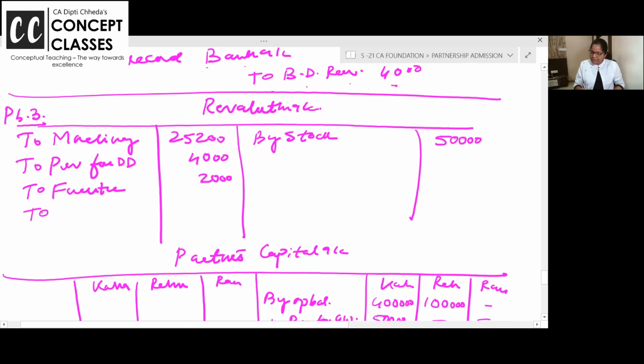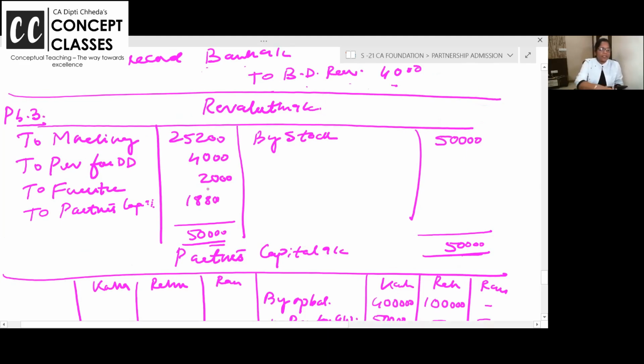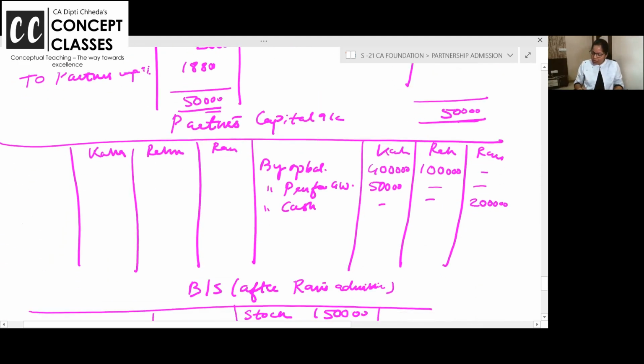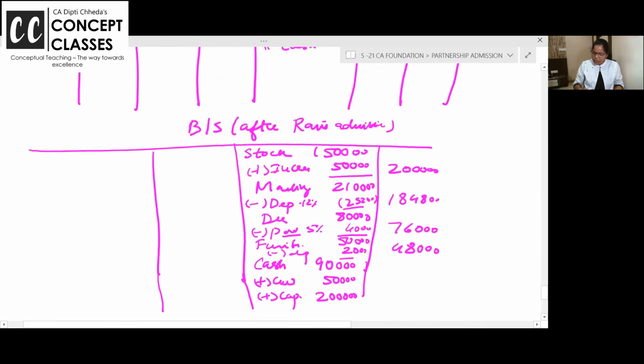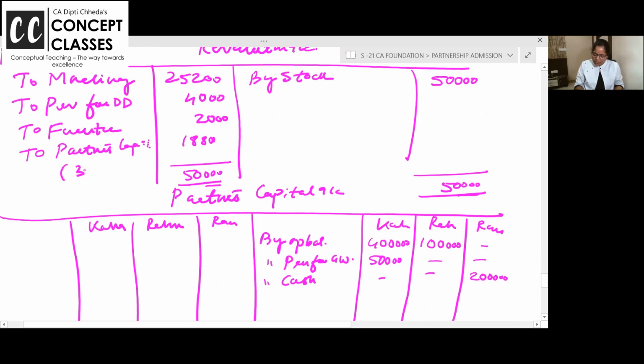Now, there's a profit which you should take to partners' capital account. 50,000 and 50,000. 50,000 minus 25,200 minus 6,000. 18,800 is the profit. Give it to old partners in their PSR. Working note 1 is ready. 3:1. You know, writing PSR once means 10 times.